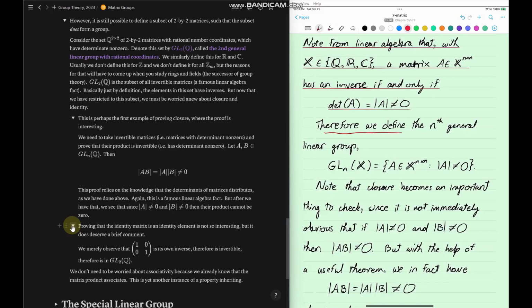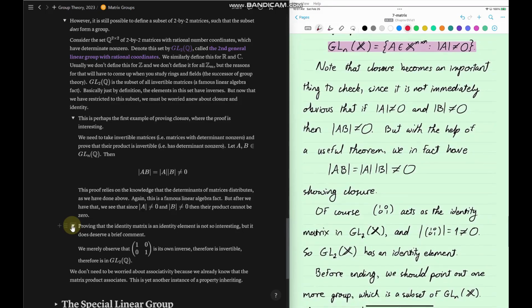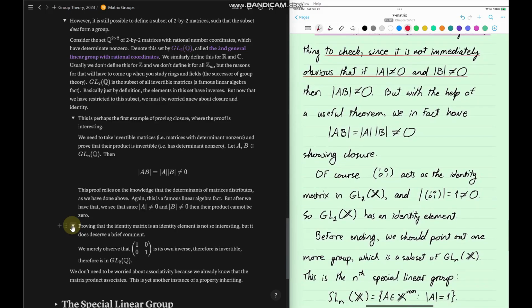Therefore, we define the nth general linear group as GL sub n of X. That just refers to all n by n matrices with coordinates in X such that their determinant is non-zero, which is precisely the invertible matrices. Note that closure becomes an important thing to check, since it is not immediately obvious that if A has non-zero determinant and B has non-zero determinant, then their product must also have non-zero determinant. That's the closure property that we would need.